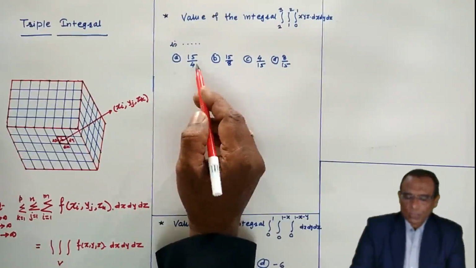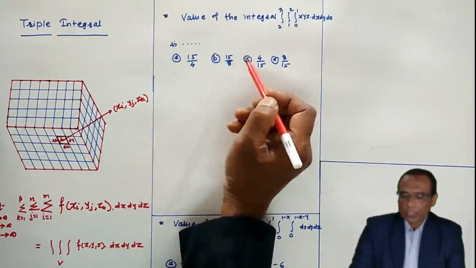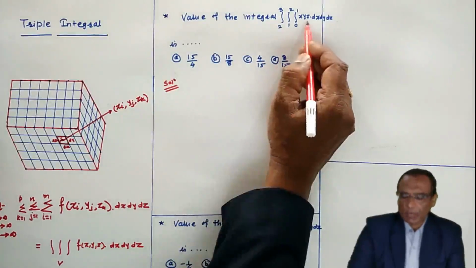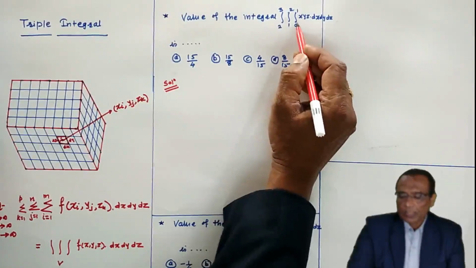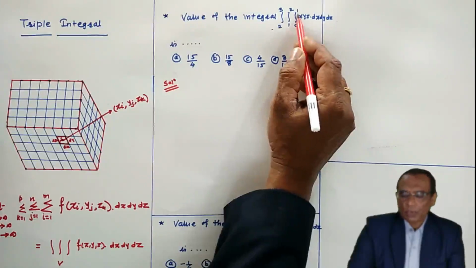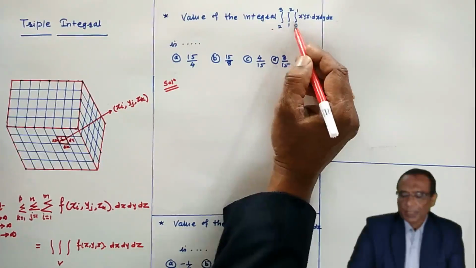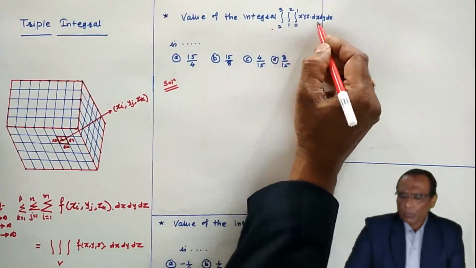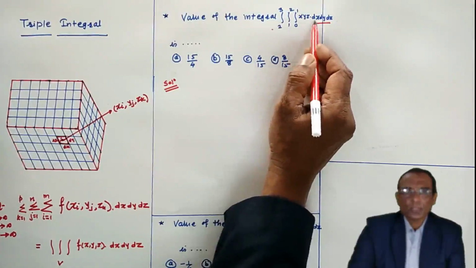Some short answer questions on triple integral. The value of the integral is dash dash, and these are the options given to you. I am integrating xyz under the given limits. Here, all the limits are constants. Suppose the order is not given, it must normally be given to you. But if it is not given, then we can follow this order.